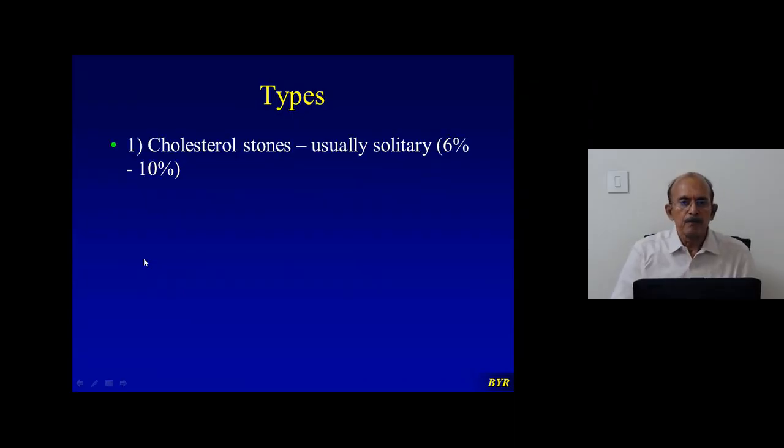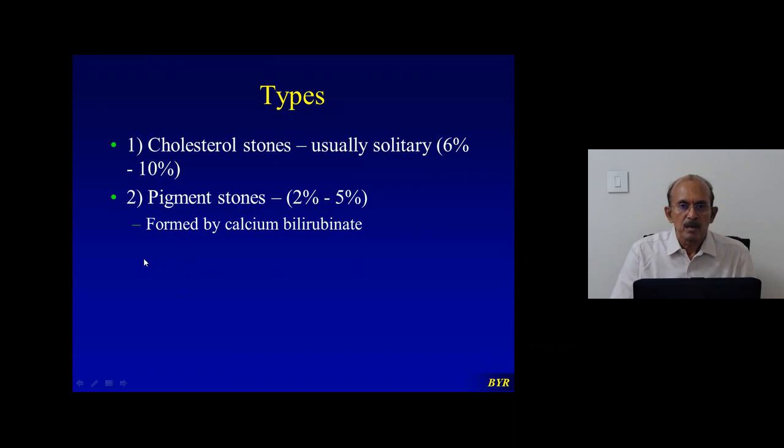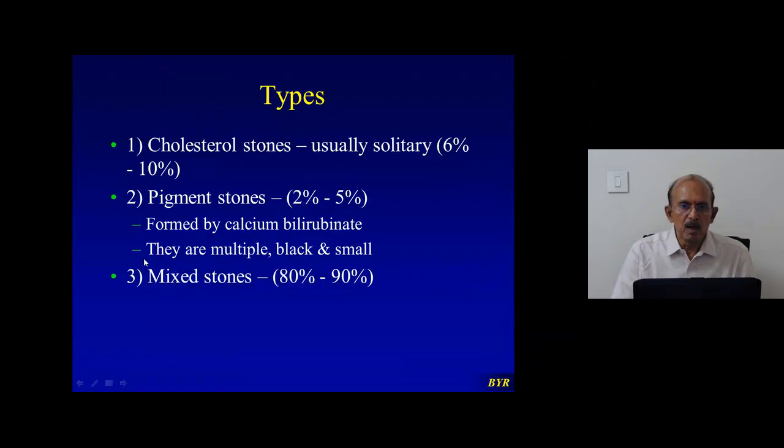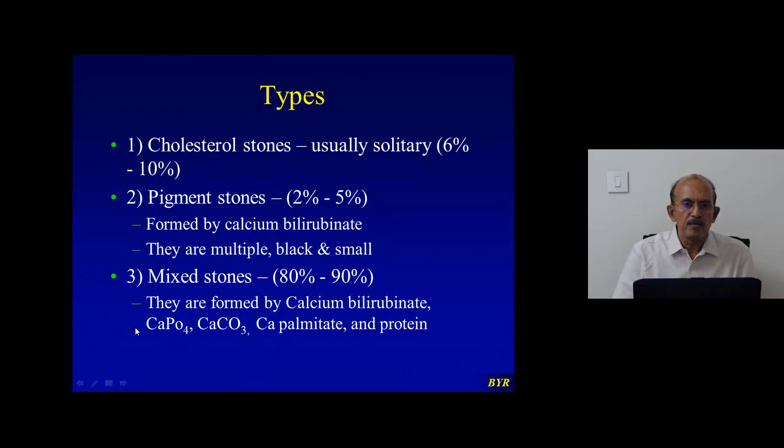Types of gallstones: cholesterol stones. Usually they are single. They are about 6 to 10%. Pigment stones, there are 2 to 5%. They are formed by calcium bilirubinate. Multiple, black and small. Then mixed stones, they constitute about 80 to 90%. Majority of these stones are mixed stones. They are formed by calcium bilirubinate, phosphate, carbonate, palmitate, and protein.